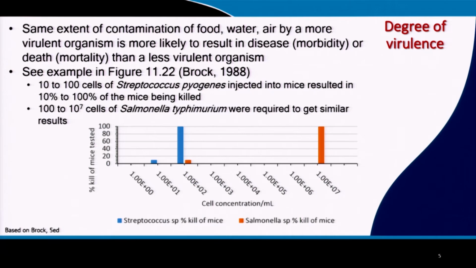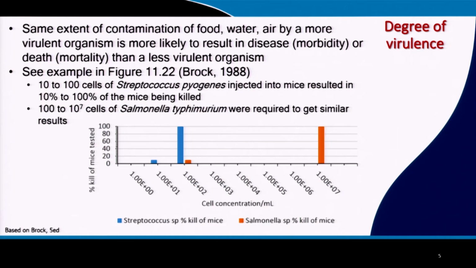In this case, the mice have been exposed to two different species, Streptococcus and Salmonella. These data are simply there to tell you which one is more virulent. So let me explain something. Streptococcus pyogenes was injected into mice in a bioassay, and 10 cells of Streptococcus were related to 10% kill of the mice tested, and 100 cells of Streptococcus pyogenes were capable of killing all of the mice that were tested.